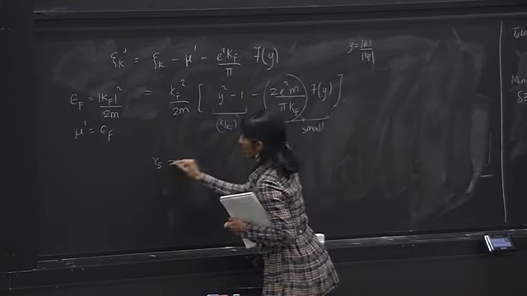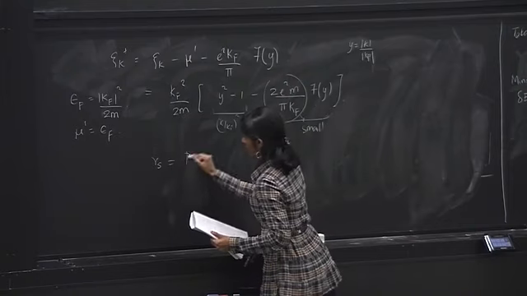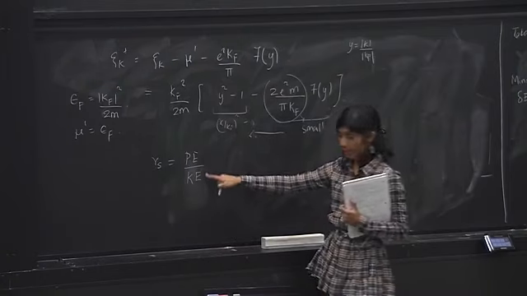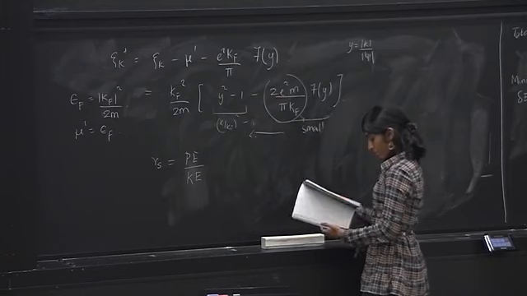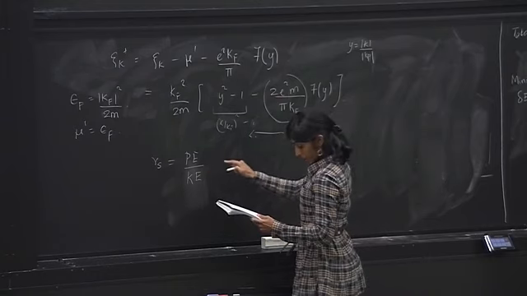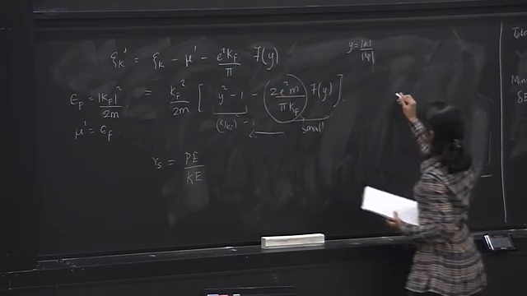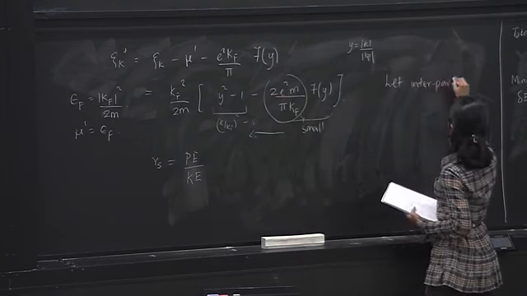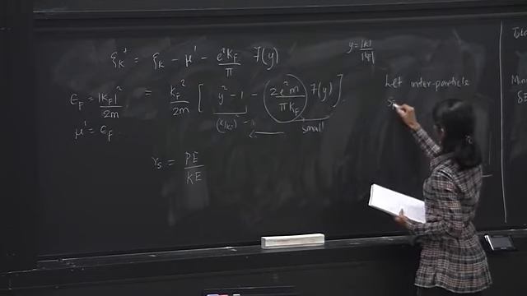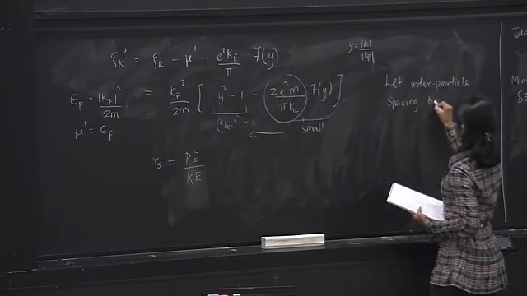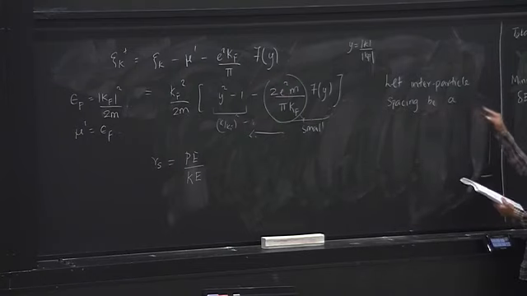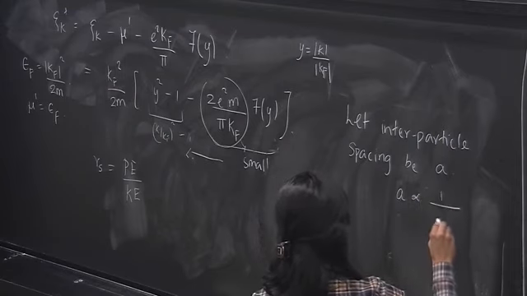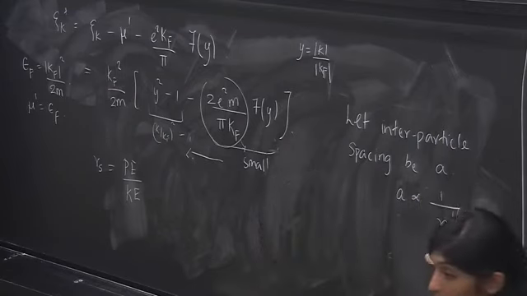So Rs is the dimensionless ratio of the potential energy to the kinetic energy. Potential energy being an interaction term, kinetic energy being the kinetic term, right? So let the interparticle spacing be A. Okay, so this quantity A is, roughly speaking, just proportional to the density to the power 1/3.